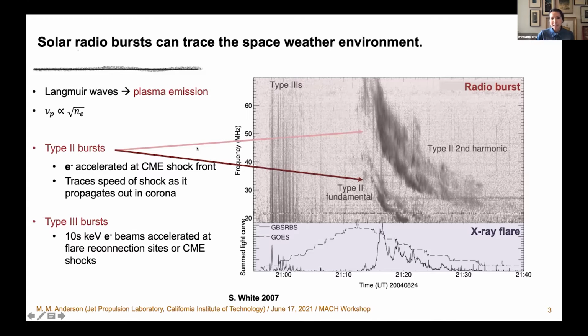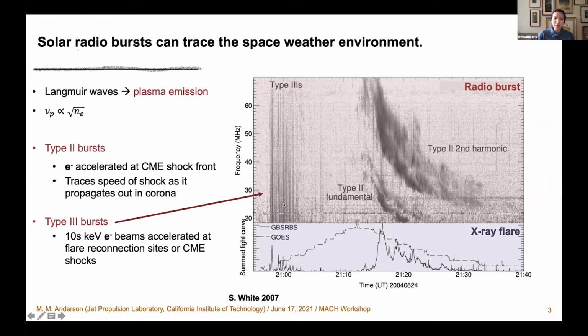And what we see is we get these types of bursts called type 2 radio bursts, where we're seeing electrons accelerated at the coronal mass ejection shock front. The sweep of these bursts is essentially tracing the speed of the shock as it propagates out into the corona. There's also type 3 radio bursts, which sweep much faster than the type 2 radio bursts. And these are associated with tens of keV electron beams that are accelerated at flare reconnection sites or at these CME shock fronts.